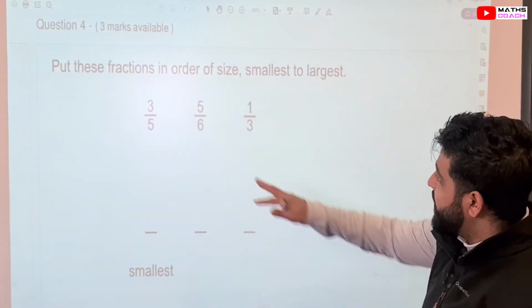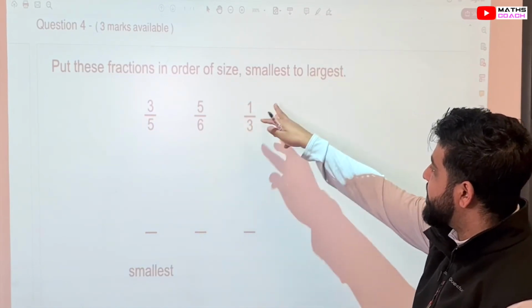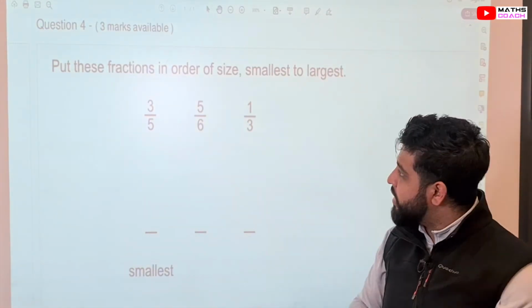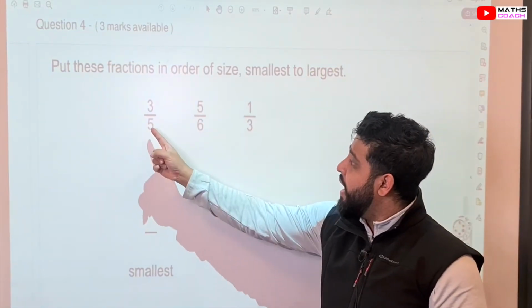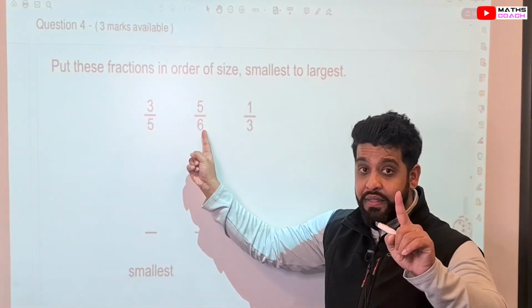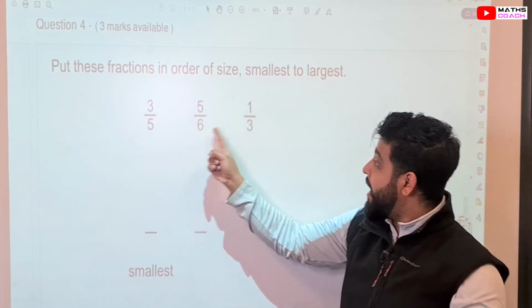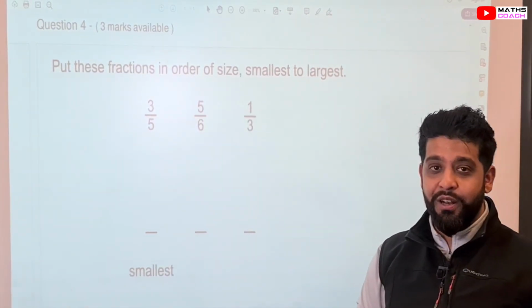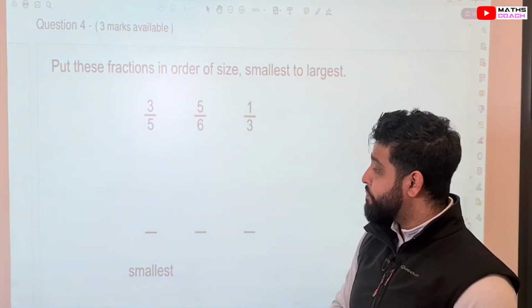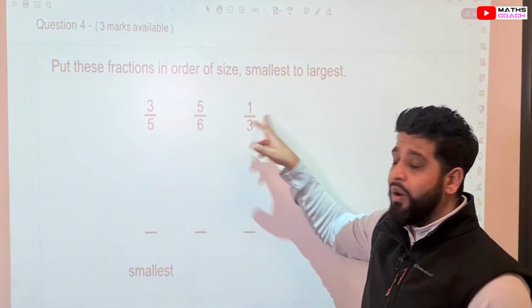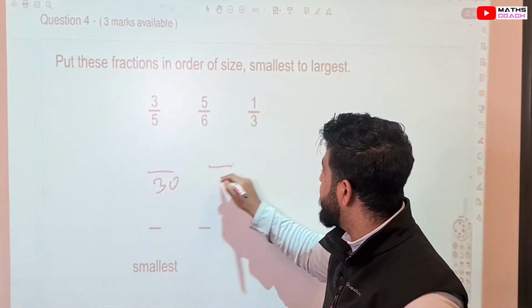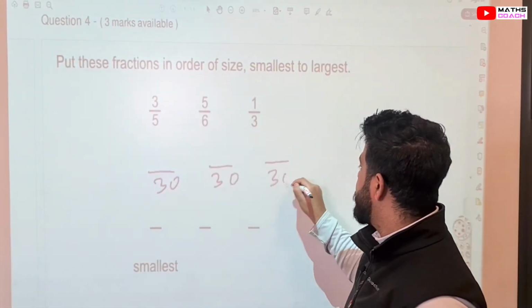All right, so let's have a look at this one. 3 over 5, 5 over 6, and 1 over 3. Now, by looking at this, we will avoid what we did last time because we can see that 5 and 6, that gives us 30, 5 times 6. And also we can get 3 to become 30 by multiplying by 10. So 30 is our lowest common multiple here. And therefore, we don't need to multiply all of that and get an even larger number. So all of them are going to have a denominator of 30.